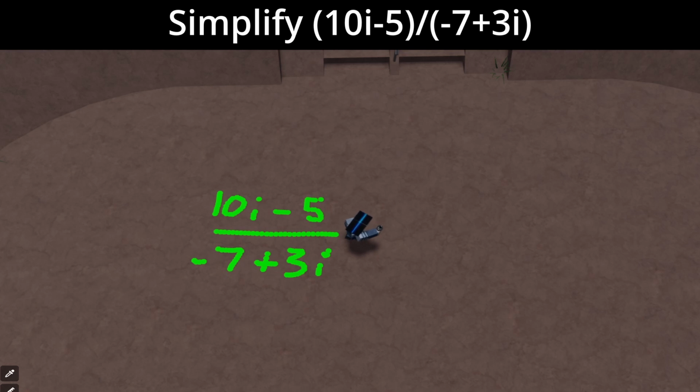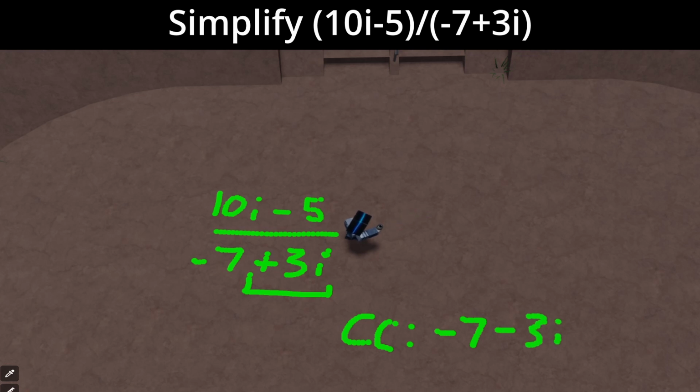The complex conjugate is what happens if you take the i part, that's plus 3i, and flip the sign on it. So the complex conjugate, which I'll abbreviate as CC, of minus 7 plus 3i is minus 7, don't change that number, and then change the sign on the i part. So plus 3i becomes minus 3i.